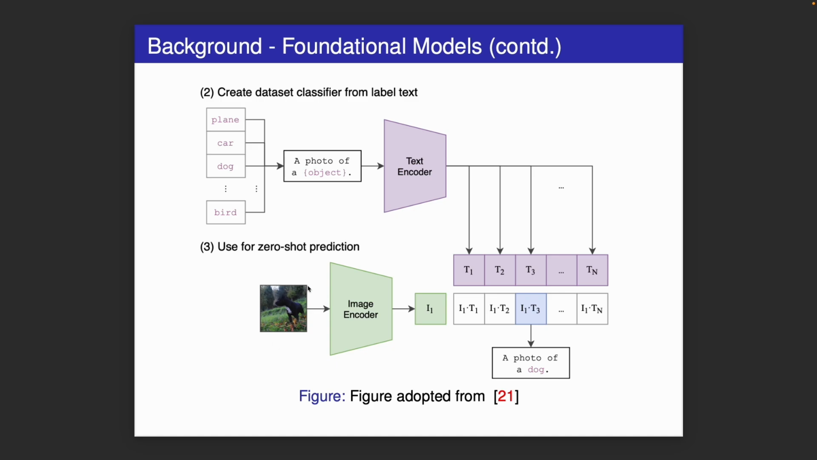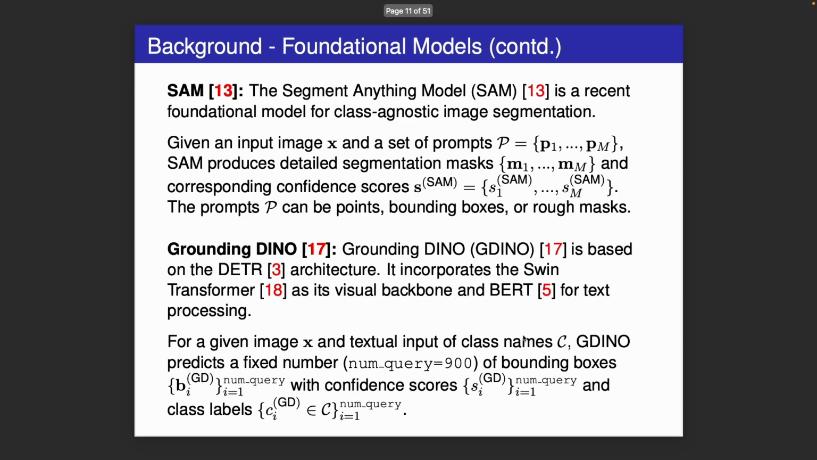Then you get an image for which you want to determine the class. You pass it to an image encoder, and you get the image embedding. Then you do the cosine similarity matching between this image embedding and the text embeddings, and you assign to this image the class of whichever text embedding maximizes the cosine similarity. In this case, this would be T3, which is dog.